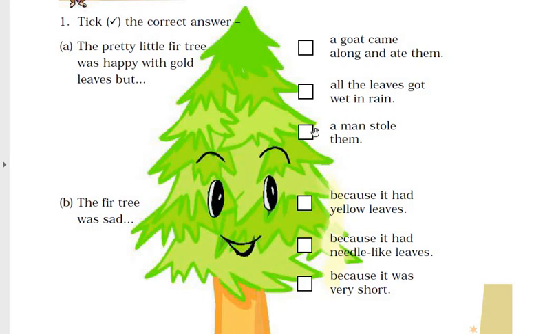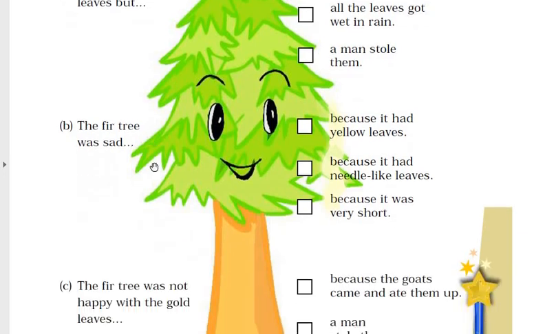So I hope you know the answer, and let me tell you here, if you do not have a notebook and a pencil or a pen in your hand, then I suggest you better have it, so that you can write down the answers and answer them right away. Okay, so the answer is a man stole them. So you just have to tick it.